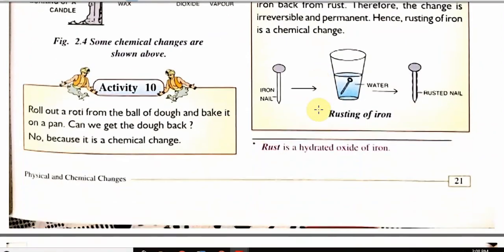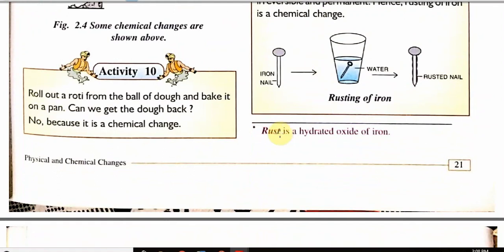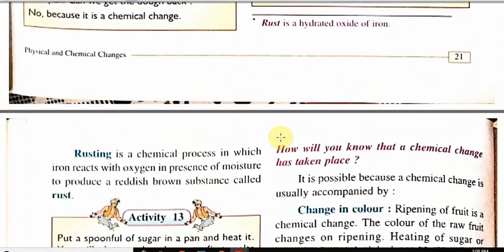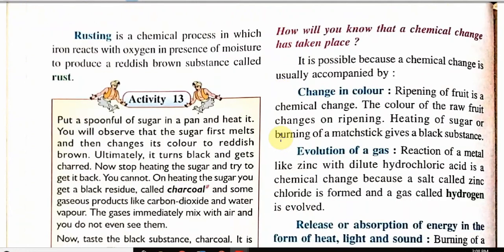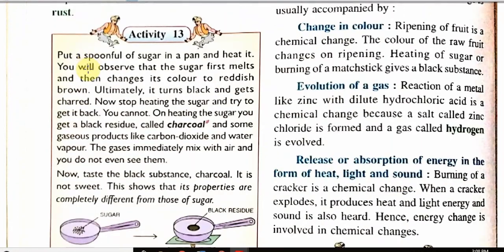Now let us see what is actually rust. Rust is a hydrated oxide of iron. So let us check this definition of rusting. Rusting is a chemical process in which iron reacts with oxygen in presence of moisture to produce a reddish brown substance called rust.